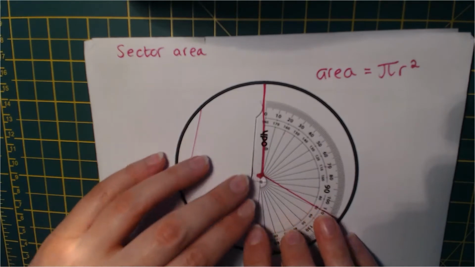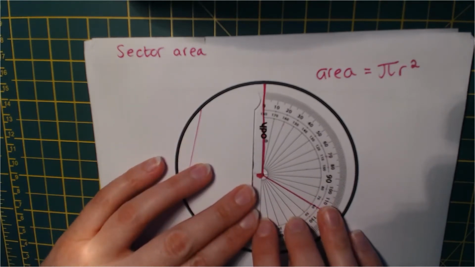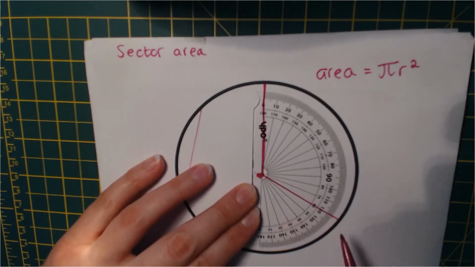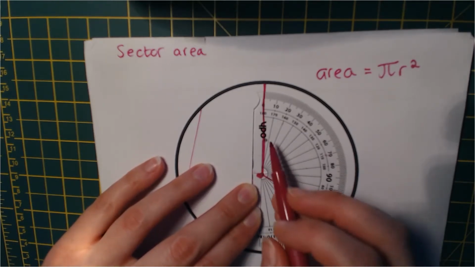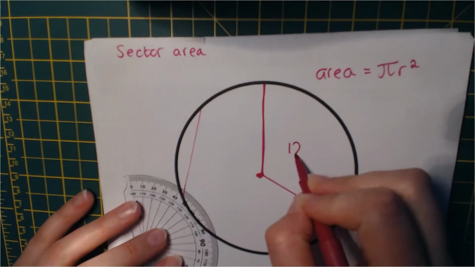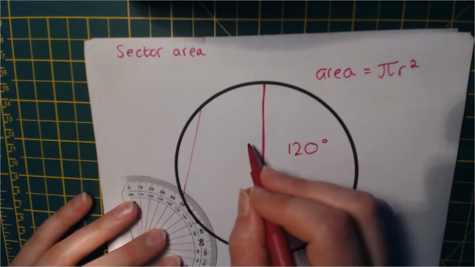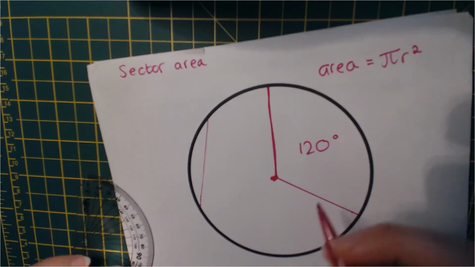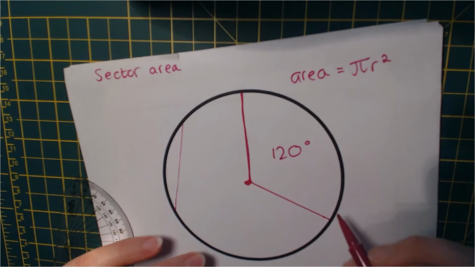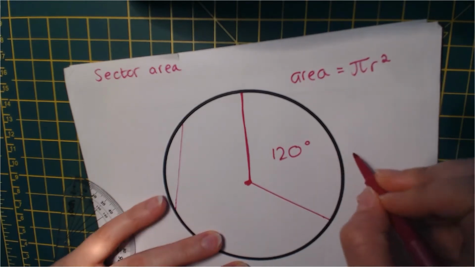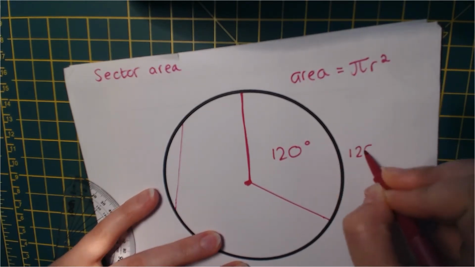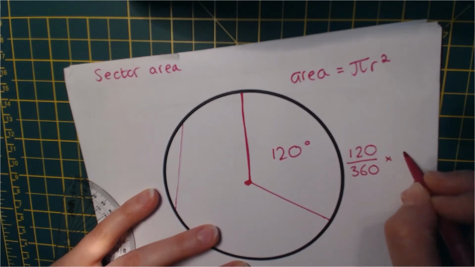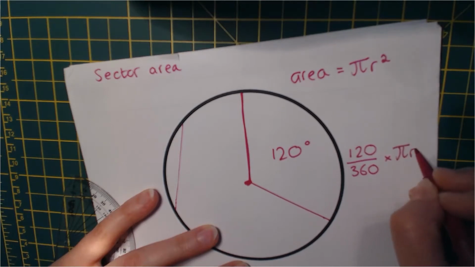So you're going to find out how many degrees of your circle the sector takes up. So here we should have 120 degrees. Okay, so this is taking up 120 degrees out of 360. Okay, so out of 360. So to calculate the area of the sector, all you're going to do is find, in this instance, 120 out of 360 multiplied by the area of the circle, so pi r squared.